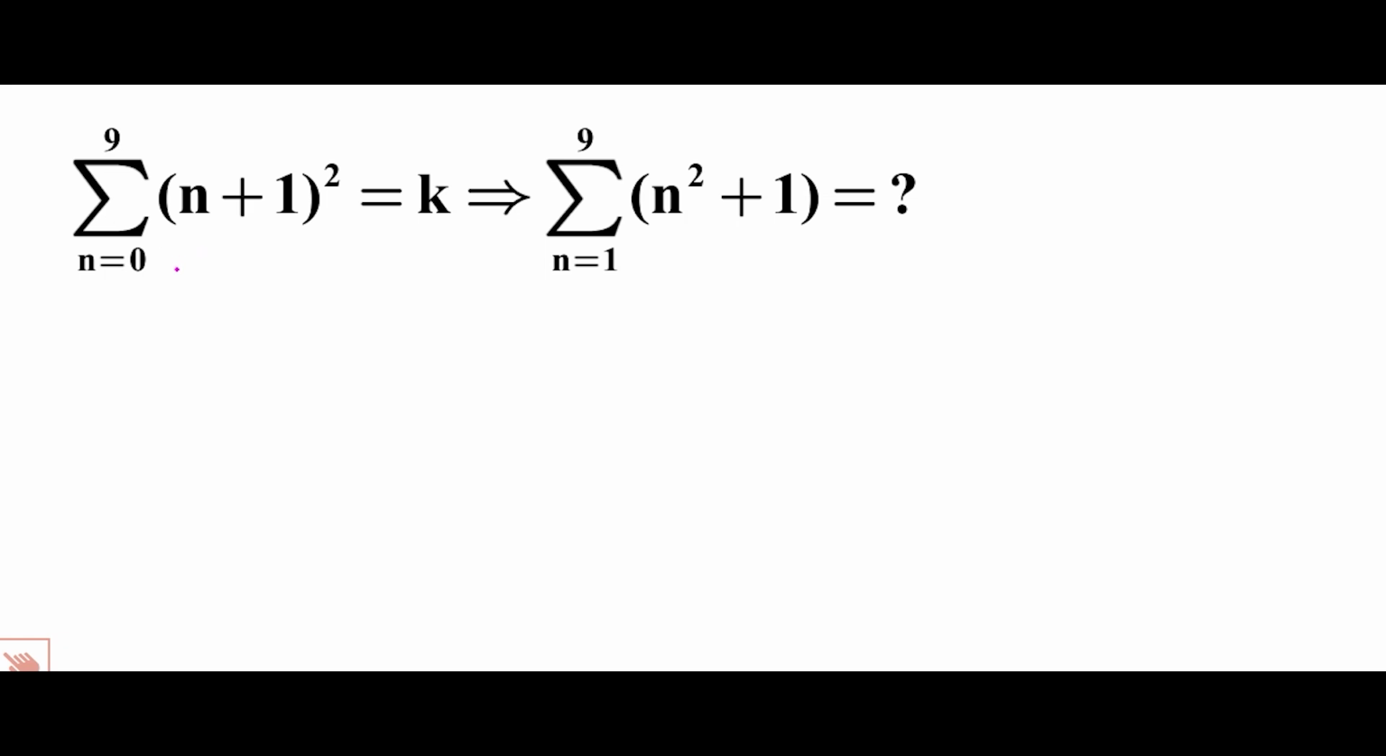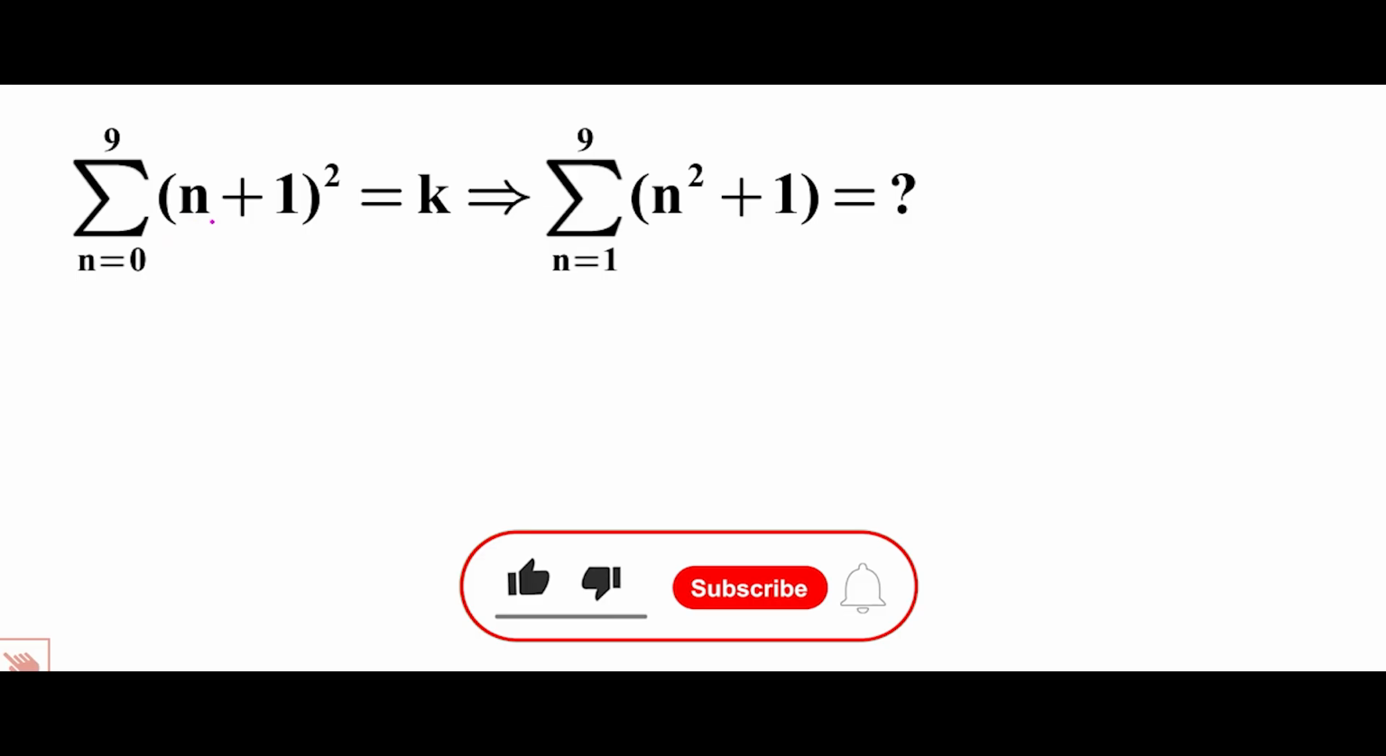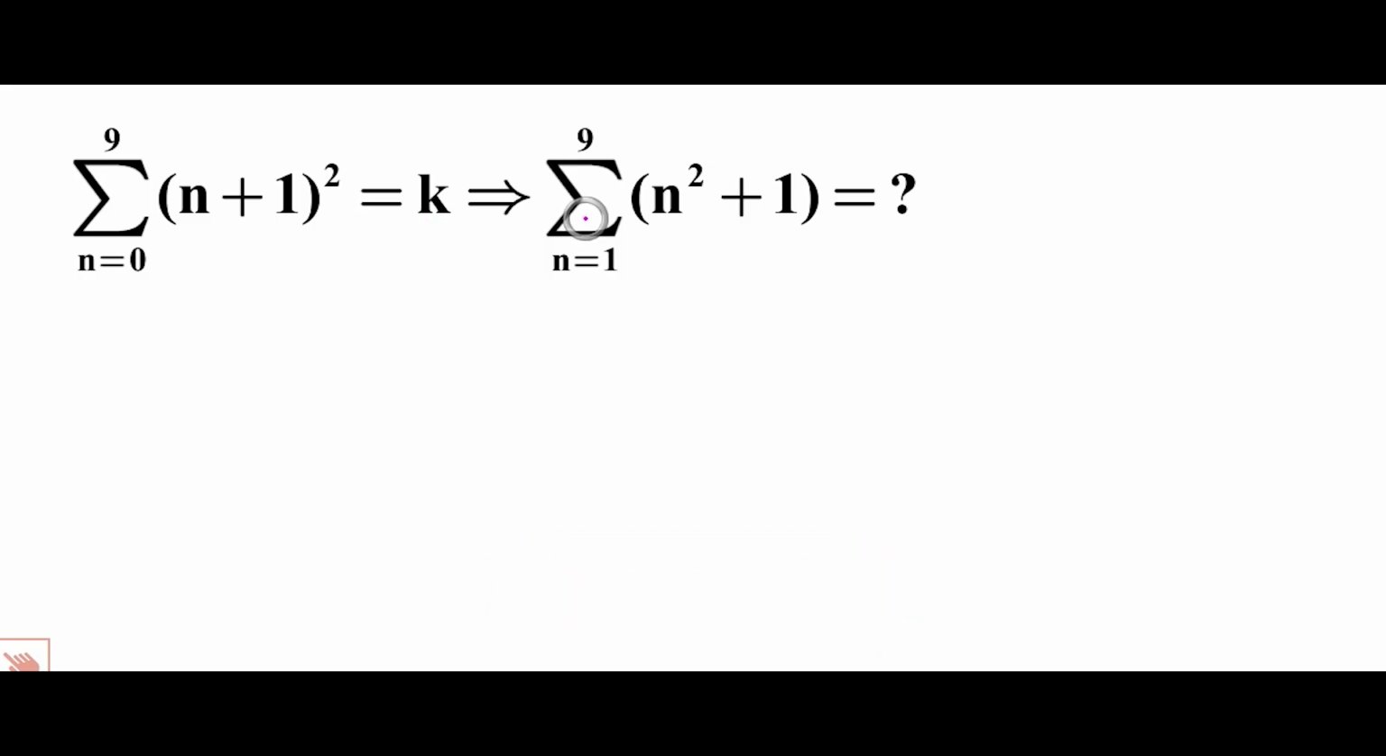In this video, we will solve some examples using the properties of sigma notation. Let's get started. Number 1: if the sum of (n plus 1) whole squared from n equals 0 to 9 equals k, find the sum of n squared plus 1 from n equals 1 to 9. We are given the sum of (n plus 1) squared from n equals 0 to 9 equals k.